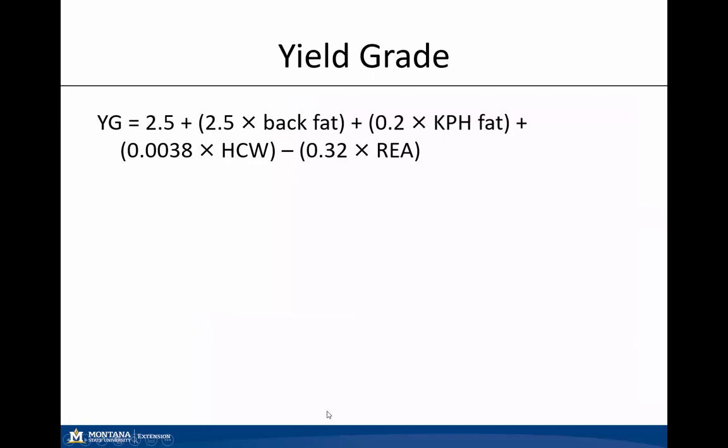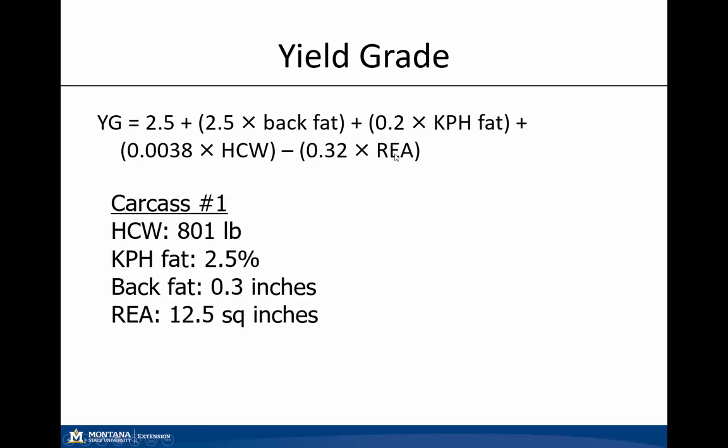So here's the equation for yield grade. It's a set equation based on the USDA recommendations. So it's 2.5 plus 2.5 times back fat in inches plus 0.2 times kidney, pelvic, and heart fat in percent plus 0.0038 times hot carcass weight in pounds minus 0.32 times ribeye area in square inches.